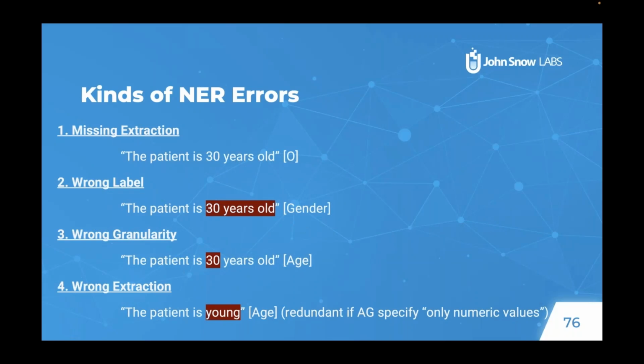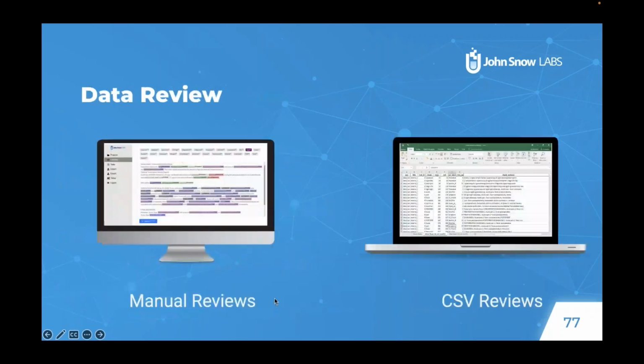Missing extractions are also frequent. Wrong labels, as I said, gender is assigned to an age entity, or wrong granularity. See here, the age is extracted only with the token that includes numbers. Wrong extractions, as I told you, are common. Now, identifying those mistakes can be done manually inside NLP Lab. It's more visually friendly, designed for small reviews and for the reviewer, and I will show you how to do that. And we have a CSV way of doing reviews, and I will show you how we do that also.